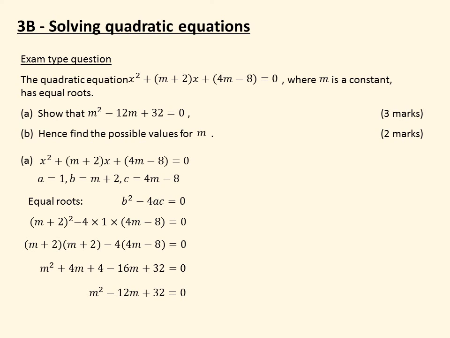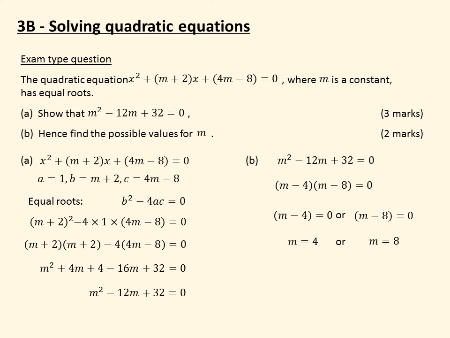For part B, we need to solve this quadratic. We're going to factor this. We need two numbers that multiply to 32 but add to minus 12. So we have minus 4 and minus 8. So m minus 4 is 0 or m minus 8 is 0. So m can take the value 4 or m can take the value 8.